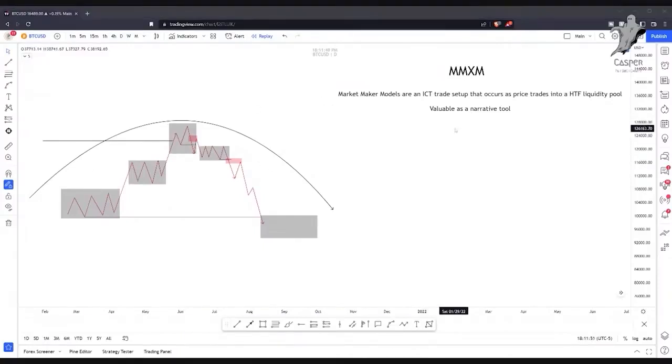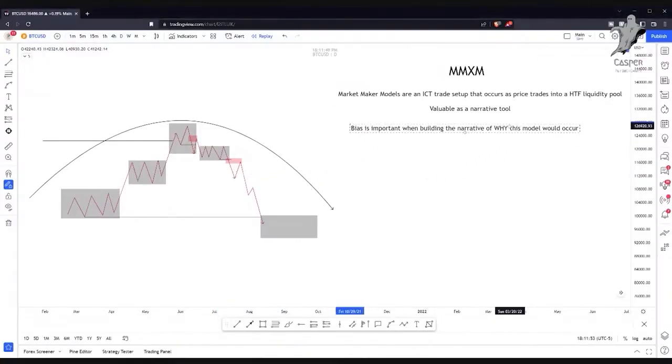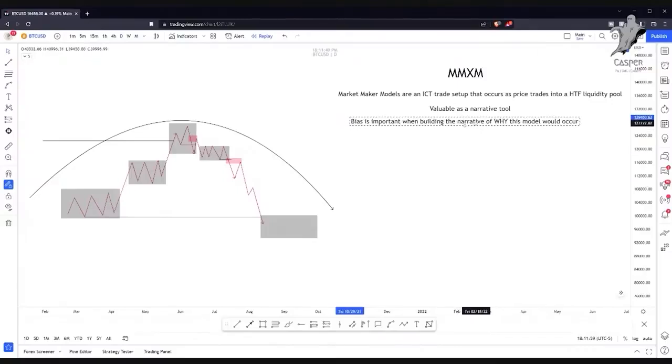Bias is very important when we're building the narrative of why this model is even occurring, because once you learn this it's very easy to want to use it and force it, and say this is happening now, or this is a market maker sell or market maker buy. But you have to ask yourself, why is it happening? So for instance, if maybe this was an old high on the daily and the overall bias is bearish, that would then complement this to be more likely.